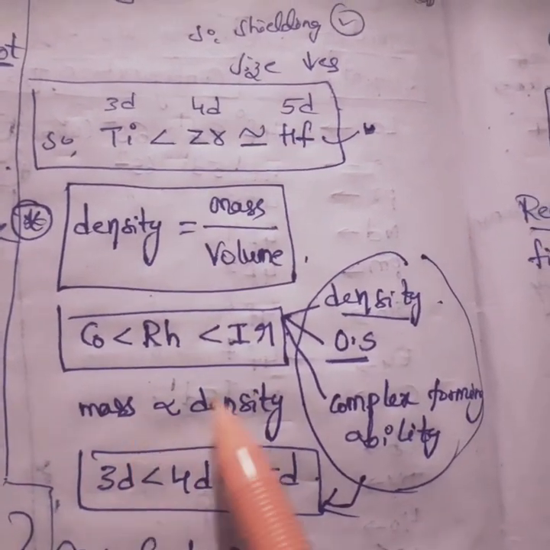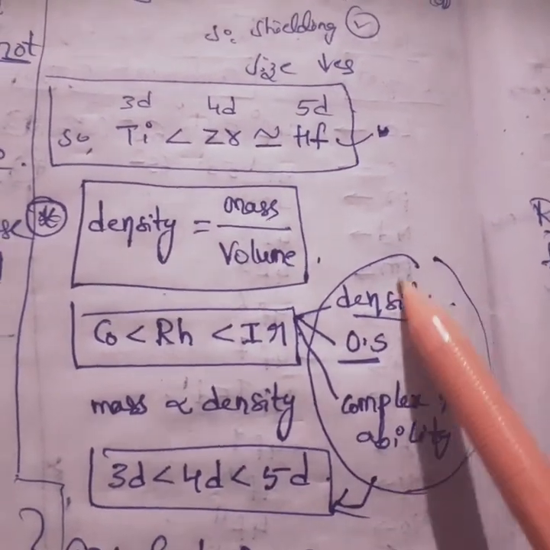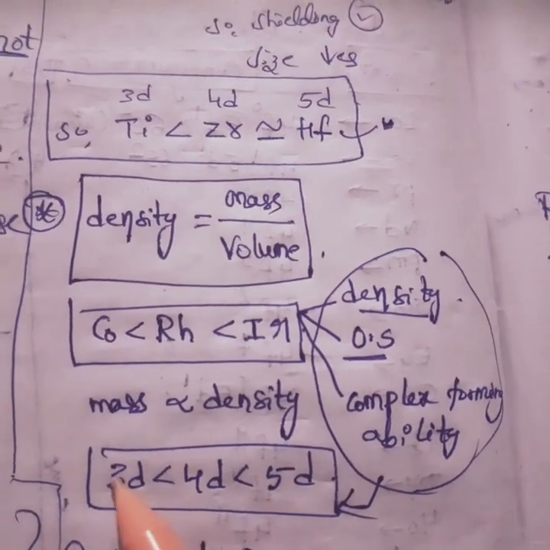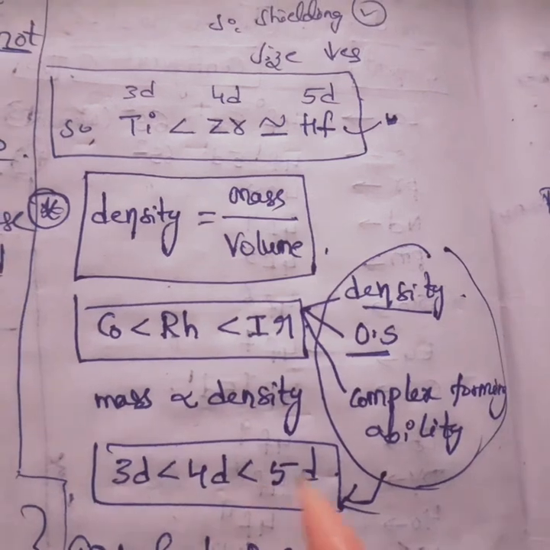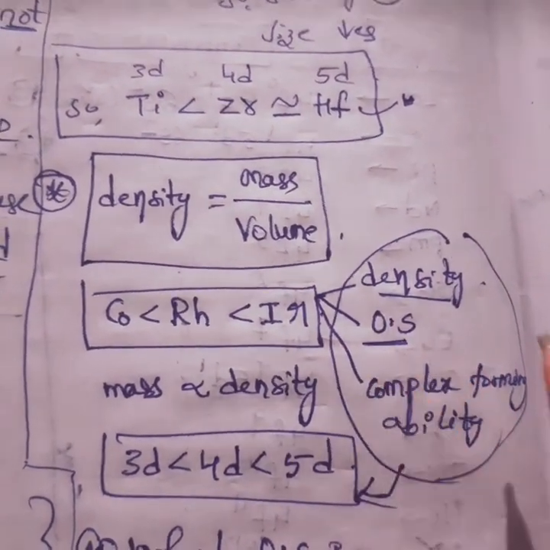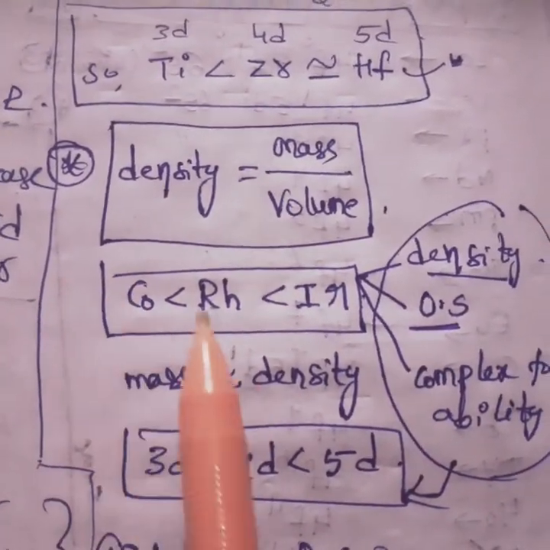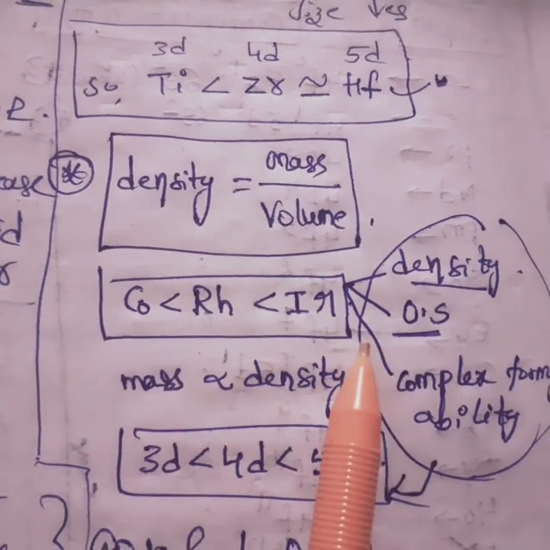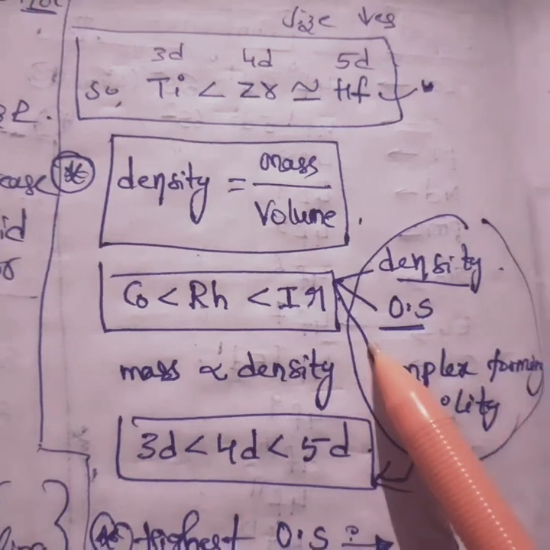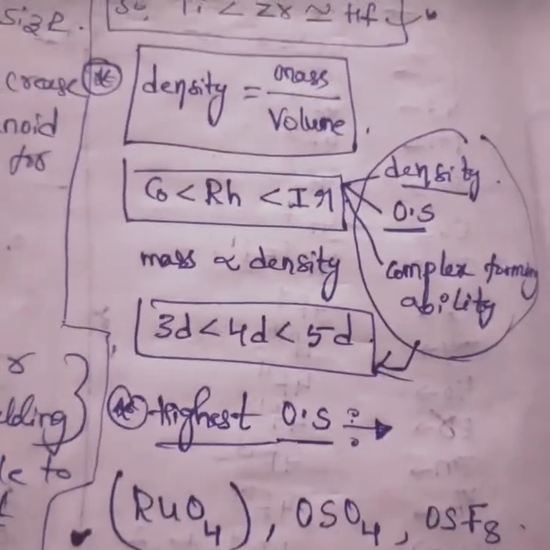Along with this, oxidation state and complex forming ability also increase. That means we can conclude that from 3D to 4D and from 4D to 5D, density, oxidation state as well as complex forming ability increase. This is the element of 3D, this is from 4D and this is from 5D. All these three things, density, oxidation state and complex forming ability, increase. Hope you understood.